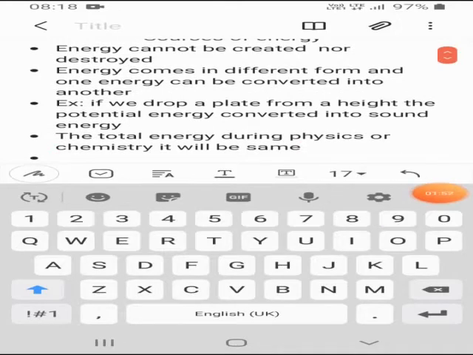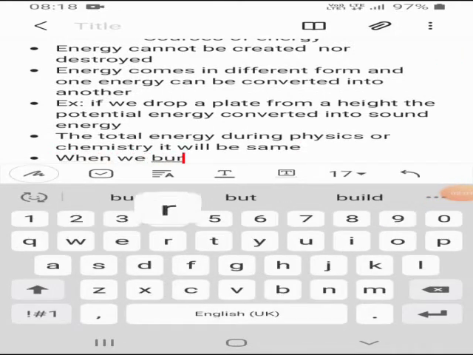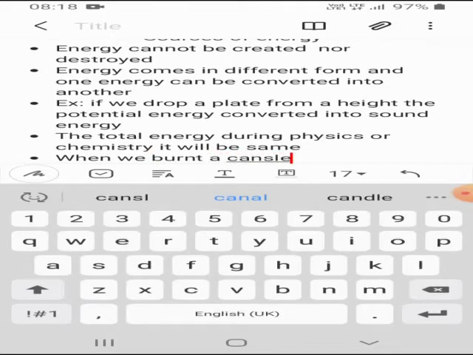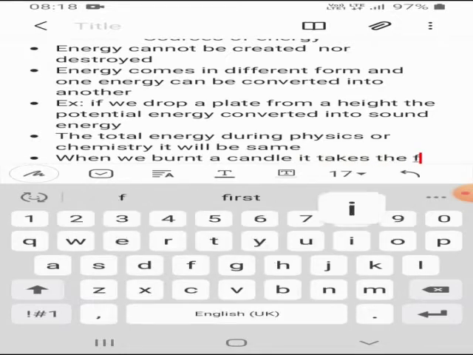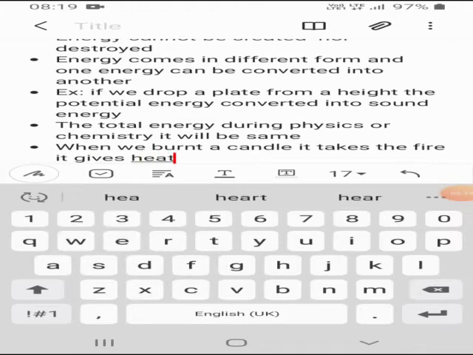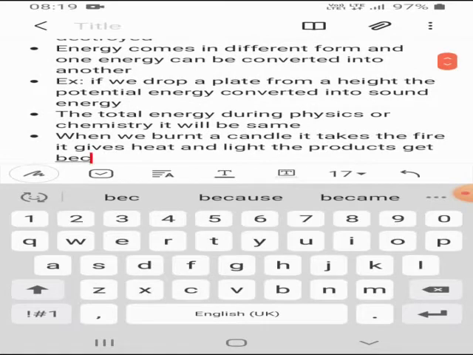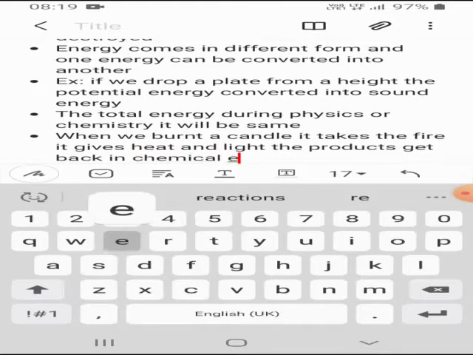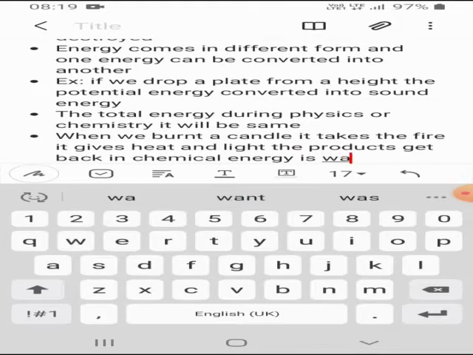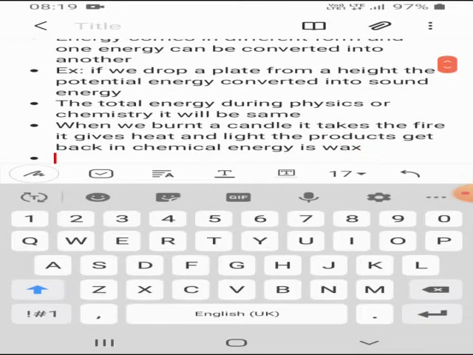But when we burn a candle, it takes the fire and it gives heat and light. As you know, the products get back in the chemical reaction. That we get back in chemical energy is a fact. If we do chemical things on it, it will become wax again.